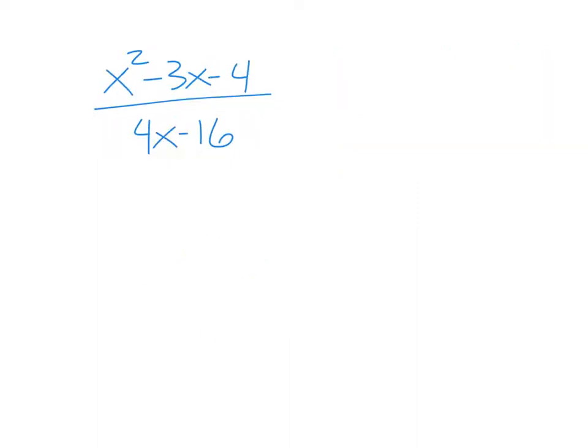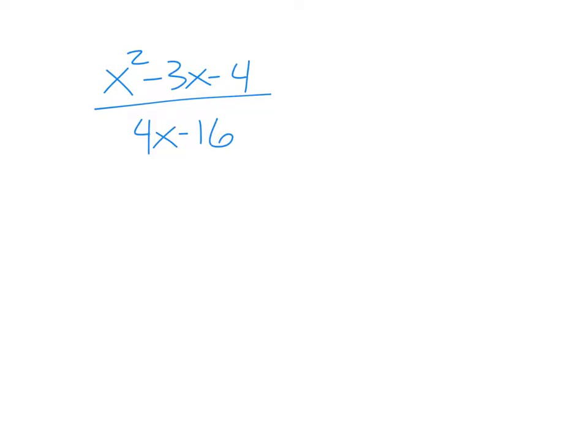So for the final example, I'm going to use this. And the first step is to simplify everything you can. So the numerator, you can use a times c. There is no greatest common factor up there. So 1 times negative 4 is negative 4. Factors of negative 4 that add to give you negative 3 are negative 4 and 1.